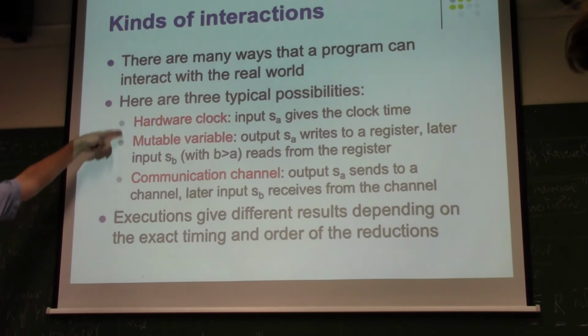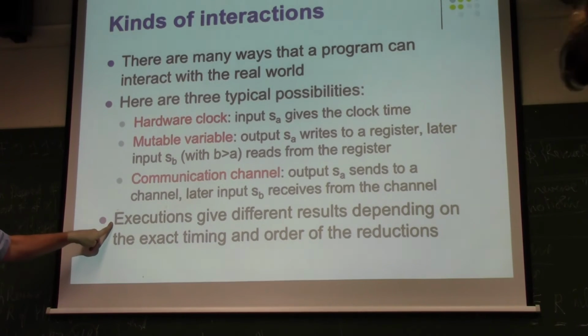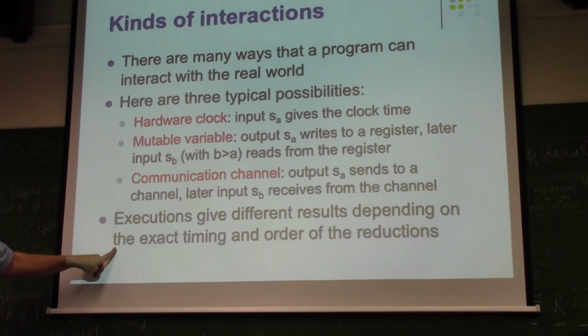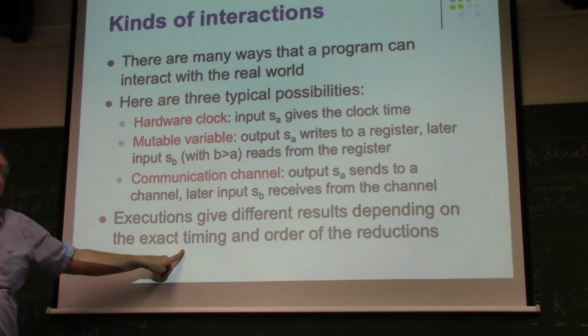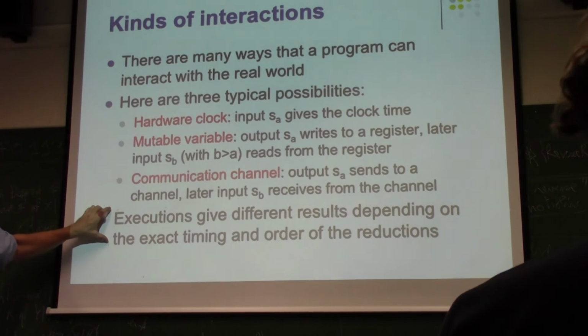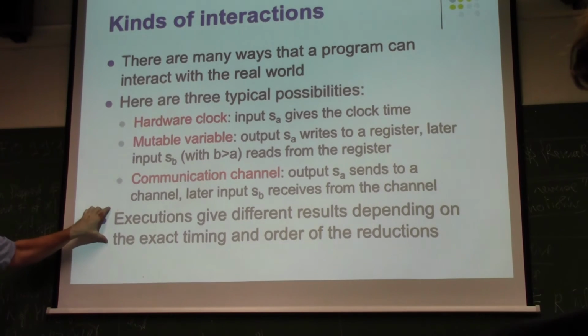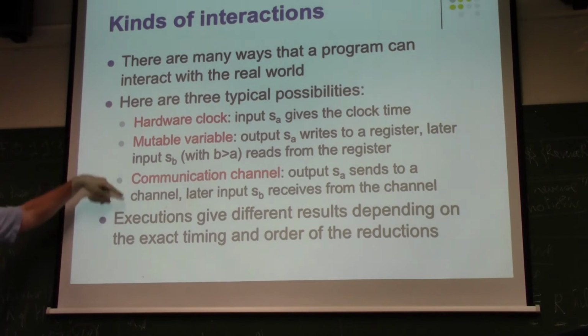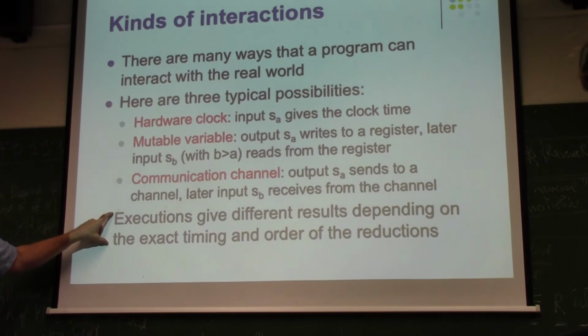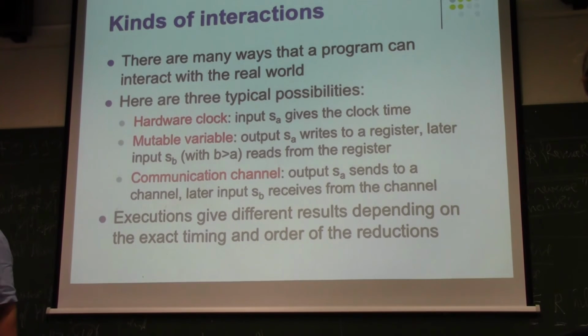Okay? So with all of these, the executions will give different results depending on the exact timing and order of the reductions. So this is not Church-Rosser. This is not confluent. This is proving that these are not declarative. Okay? So they're not declarative.